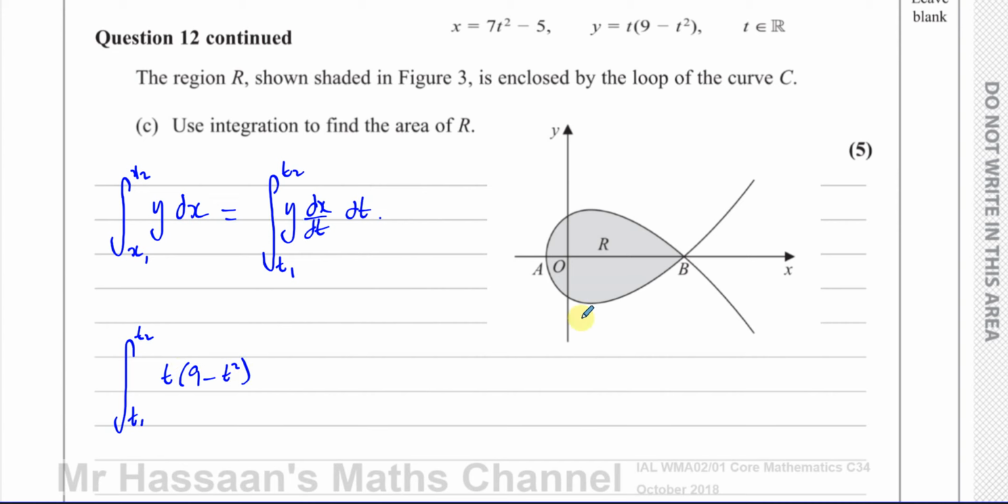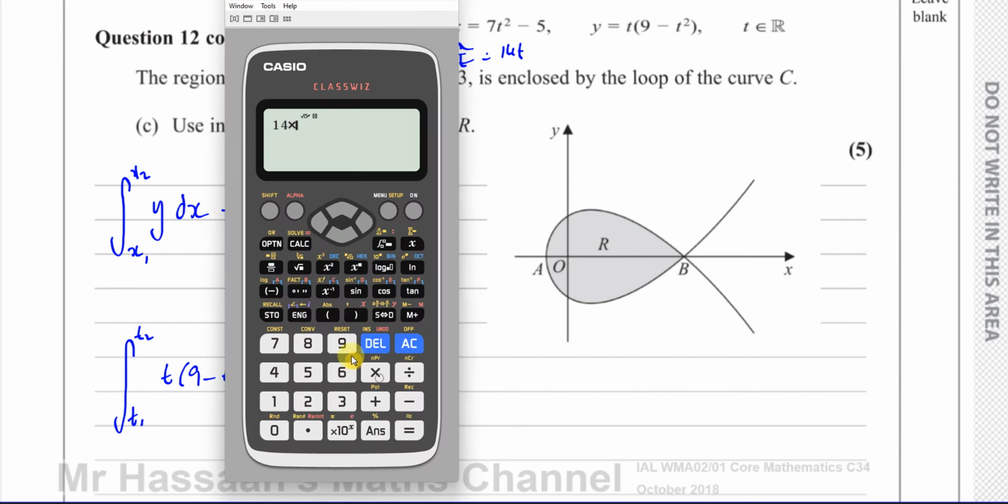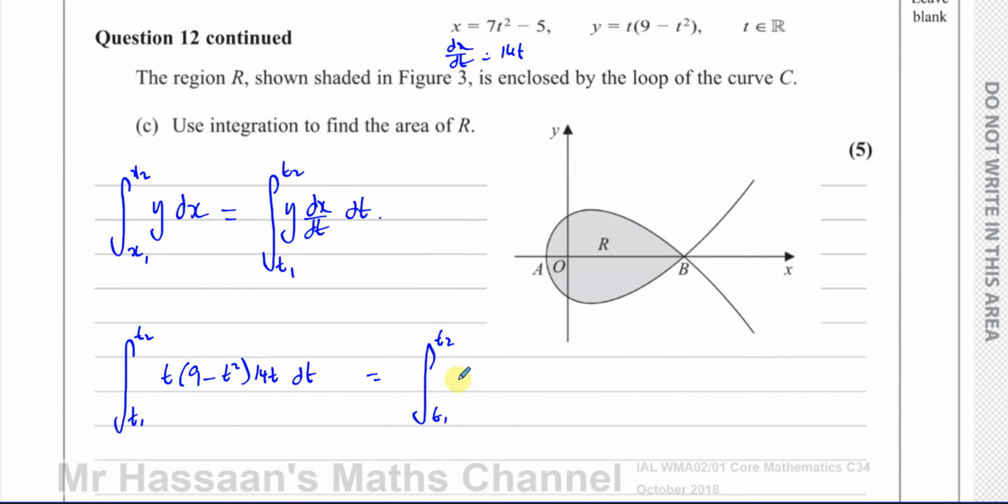Then I'm going to have dx/dt. Now we know that dx/dt, as we worked out before, is 14t. So this is times 14t. And we integrate that with respect to t. So we have to integrate between the limits, which we're going to discuss in a minute. And this is going to be 14 times 9, which is 126. So you have 126t squared, minus 14t to the power of 4.